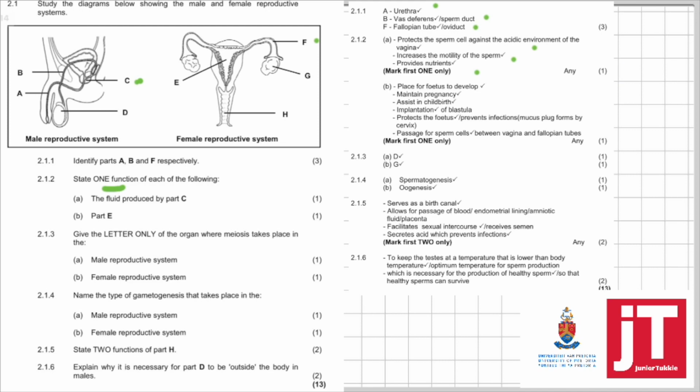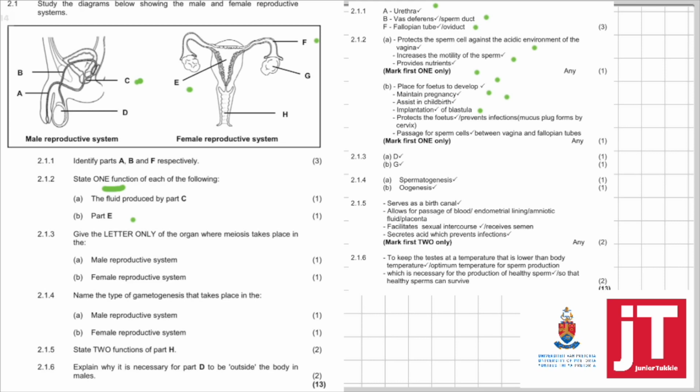Then B. One function of each of the following. Part E. Where's part E? Oh, there's part E here. Part E is the uterus. So what will we say? Place for the fetus to develop, maintains pregnancy, assists in childbirth, implantation of the blastula. But now in 2022, we don't accept the word blastula. We accept the word blastocyst. So you can get rid of that word and you can change that.